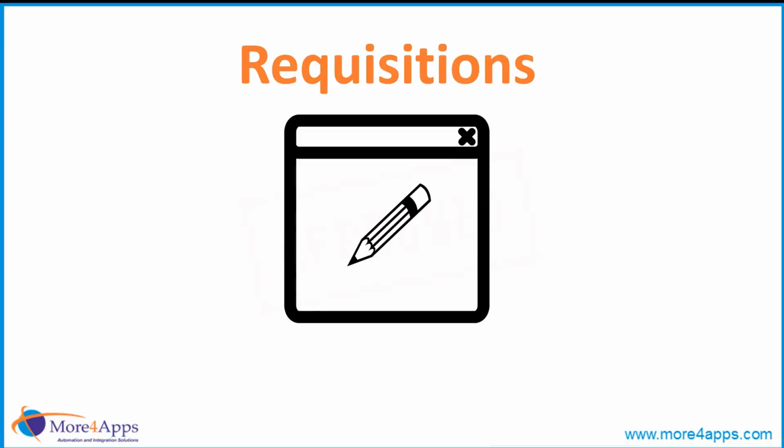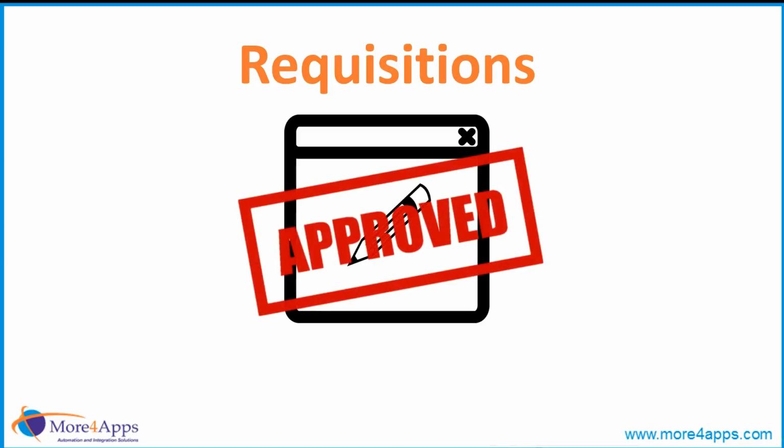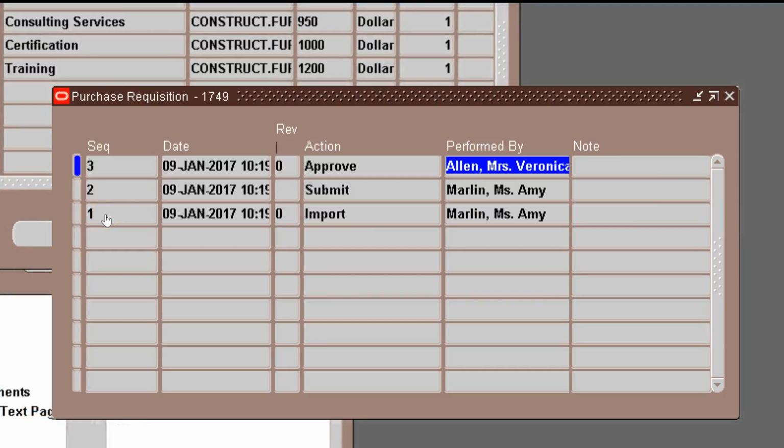And of course, our requisition needs to be approved. Because More for Apps tightly integrates with Oracle EBS, it calls the standard workflow process from the submitter through to the approver. You can see the approval of the requisition.